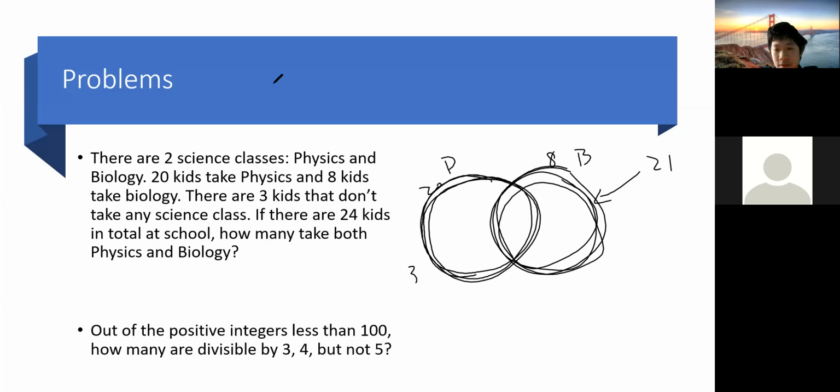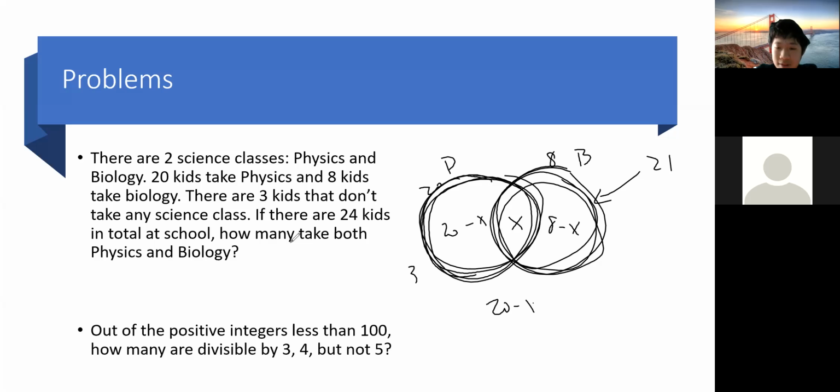Okay, so what does this mean? Well, we can set both as x. If we set that as x, then we have 20 minus x over here and 8 minus x over here, right? Because there are 20 in total in this circle, and we subtract out the x. So if we add all 3 of these numbers together, we'll get 21.